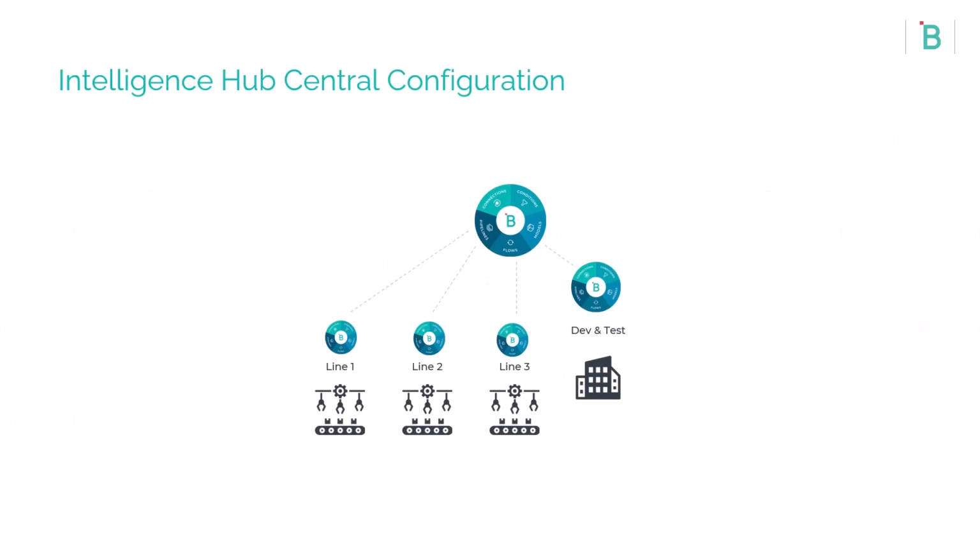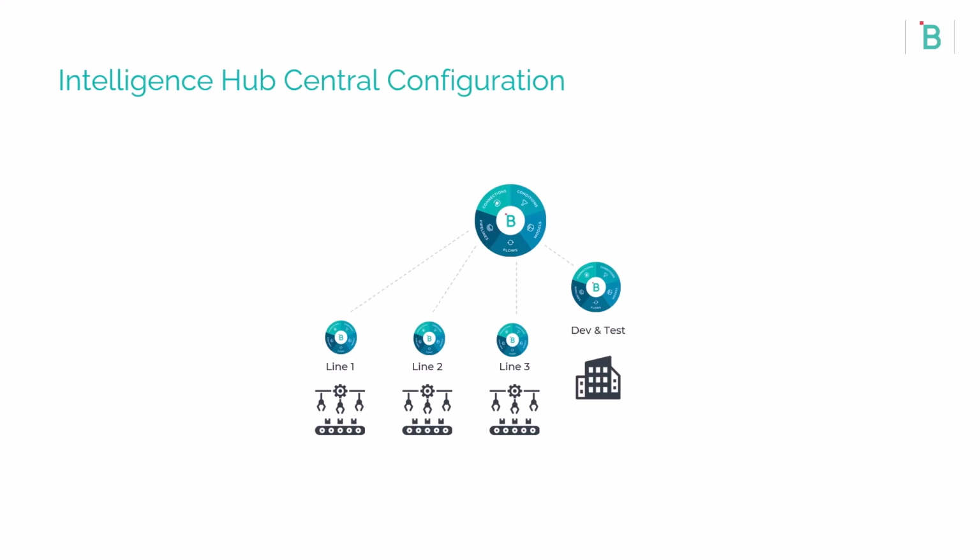This video covers an intelligence hub capability called central configuration. We'll refer to a deployment of the intelligence hub as a hub. And here you can see hubs have been deployed for 3 lines and also for test and development. There's many reasons why a company may deploy many hubs, maybe because of network segregation, for performance reasons, for maintainability, and then, of course, for separate test and development environments.